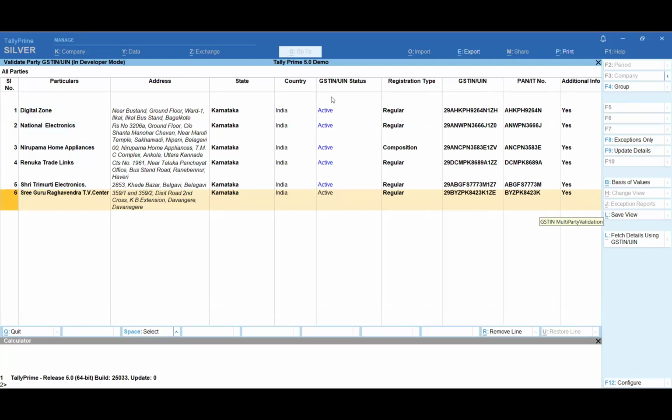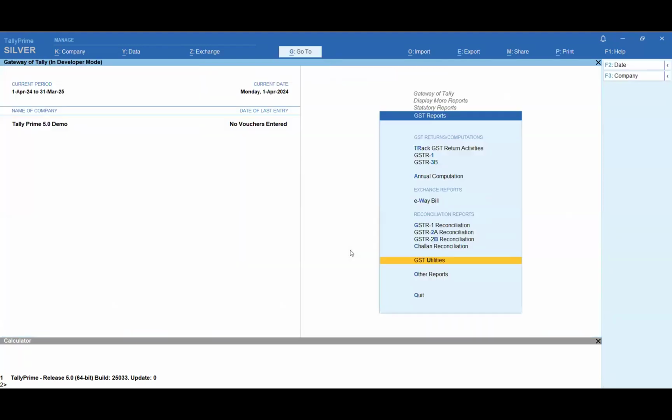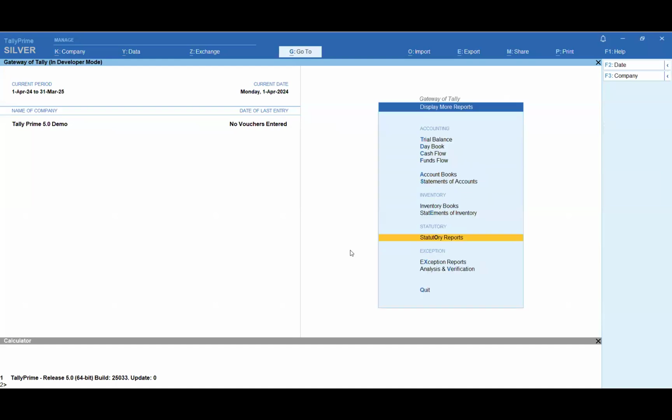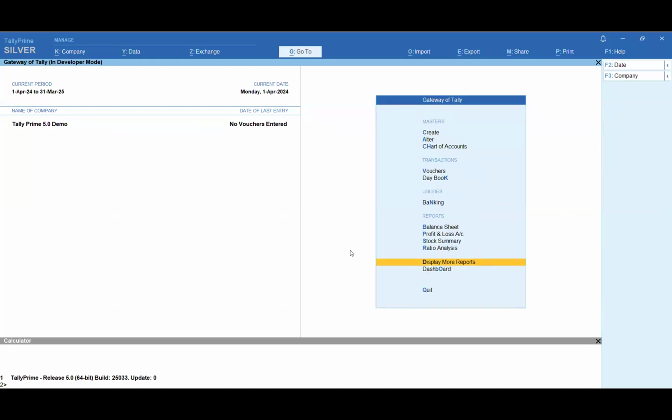See here, after Country, it will show Active. If it is cancelled, it will show Cancelled. If it is surrendered or suspended, it will show that. These are the two options. We did not get them up to 4.0 and 4.1. In 5.0, they have developed them.